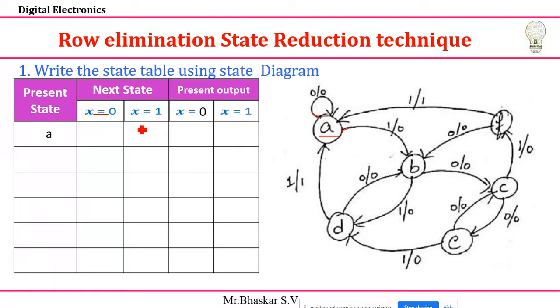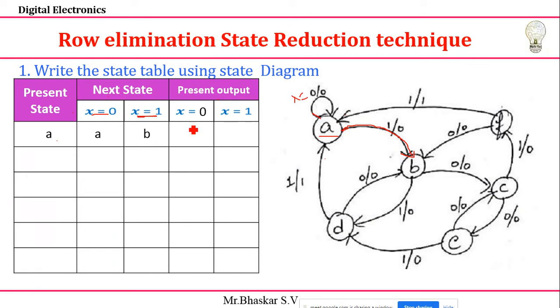Now if my x value is 0, and the present state is A, you need to stay here only. So from the present state, if x is 0, you stay here, and the value I write here is A. Next, x is equal to 1. Carefully see that this is a leaving arc. If it is 1, it will go to B. So from the present state, if x is equal to 1, the next state value is B.